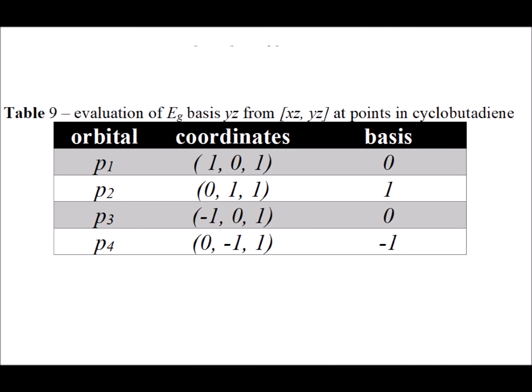Here we evaluate the second of the basis functions in EG, the YZ basis function. And now we see that we have coefficients 0, 1, 0, or -1. Note that we had to evaluate both basis functions within the doubly degenerate representation because we're trying to now work out what the pi bonding is. When we're just trying to figure out whether it was included in another representation, we only needed to evaluate one of the basis functions. Because if one worked, the other one would. If one didn't work, the other one wouldn't work either.